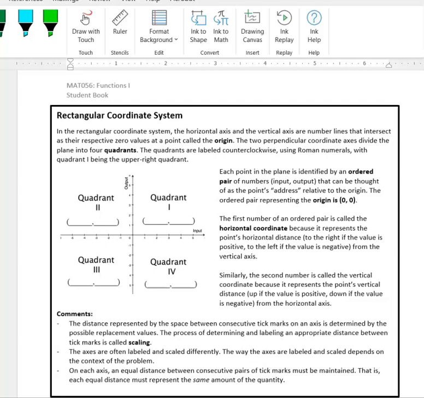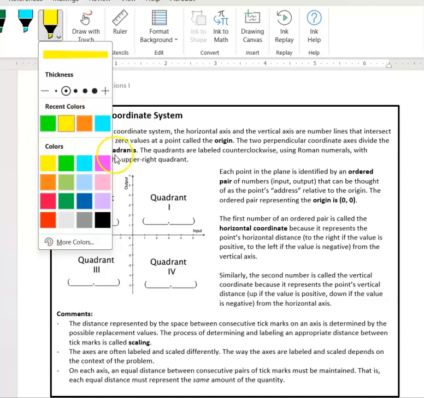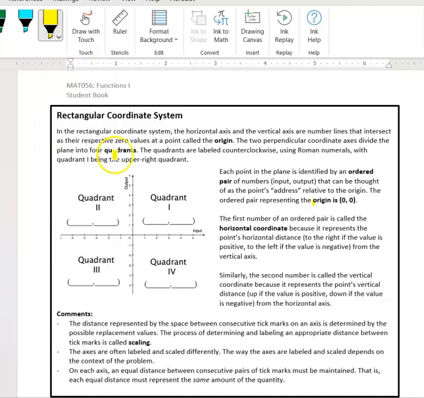So anytime we're working with a graph, as you saw on page one, that's what we call a coordinate system or rectangular coordinate system. This page just gives you some general information. I want to point some things out for you as we go through this. The origin is always 0, 0. Remember, an ordered pair has an input and an output, and that's always 0, 0.